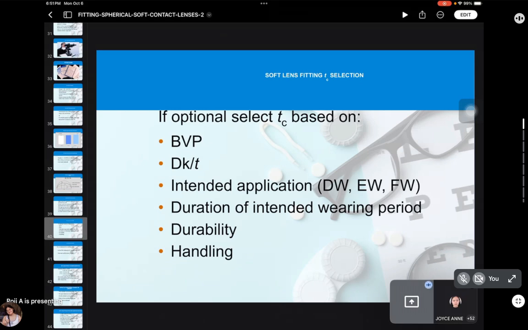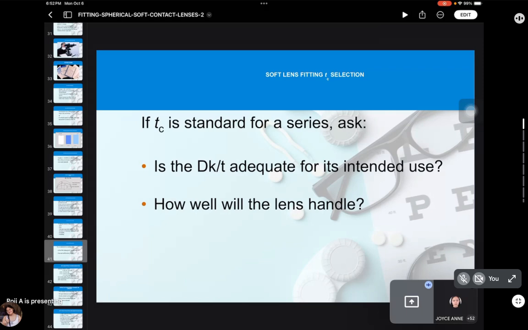Next, if optional, select thickness based on back vertex power, Dk over t, intended application, whether daily wear, extended wear, frequent wear, duration of intended wearing period, durability, handling, etc. Now, if thickness is standard for series, ask, is the Dk adequate for its intended use? Meaning to say, Joyce, if I would go for a thickness, I am already thinking of hypoxia, correct? So I want to know, how long am I going to use this? It's just like saying, how long am I going to wear the mask? Am I going to wear it long? Because I'm already thinking I cannot breathe anymore.